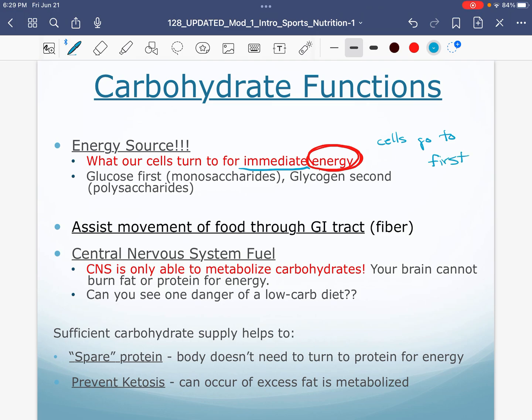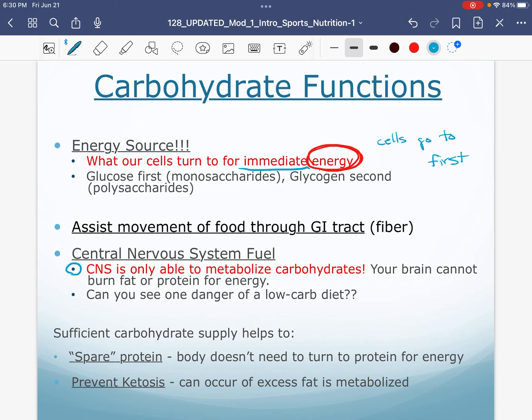It's what our cells, so yes, it's energy, but you're going to have to be more specific. It's what our cells go to first. We're going to talk later about some other functions, and a thing that might be interesting to you, the central nervous system is only able to burn carbohydrates for energy. We're going to see in a moment, another big energy source for our cells is fat. We love to burn fat. But did you know our central nervous system can only burn carbohydrates? So, carbohydrates are important, very important.